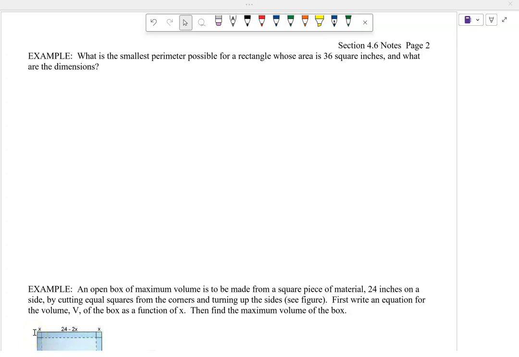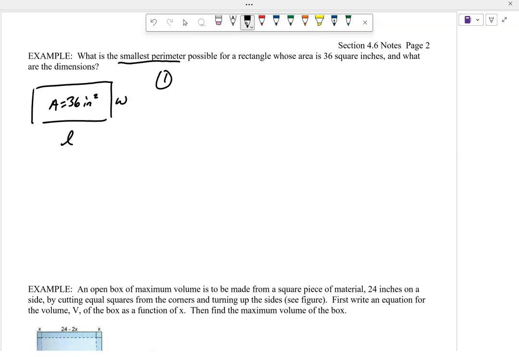Now this one, we're trying to find the smallest perimeter. We're trying to minimize this, right? Smallest perimeter possible for a rectangle. Let's draw this rectangle whose area is 36 square inches. So what are its dimensions? What are its length and width?